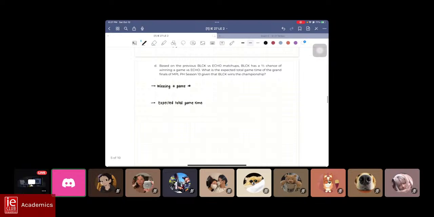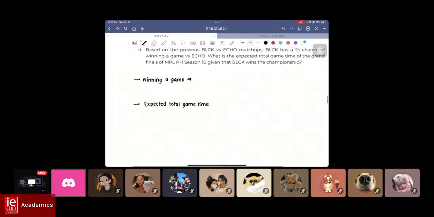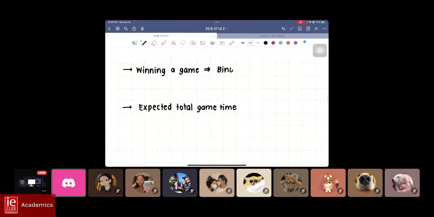Okay. And then for the next problem, it says, based on the previous BLCK versus Echo matchups, the first one has a 2/3 chance of winning a game versus Echo. So what's the expected total game time of the grand finals of MPLPH Season 10, given that they win the championship? So again, since the games are discrete, the probability of BLCK winning a game follows the binomial distribution. So it's a binomial random variable.